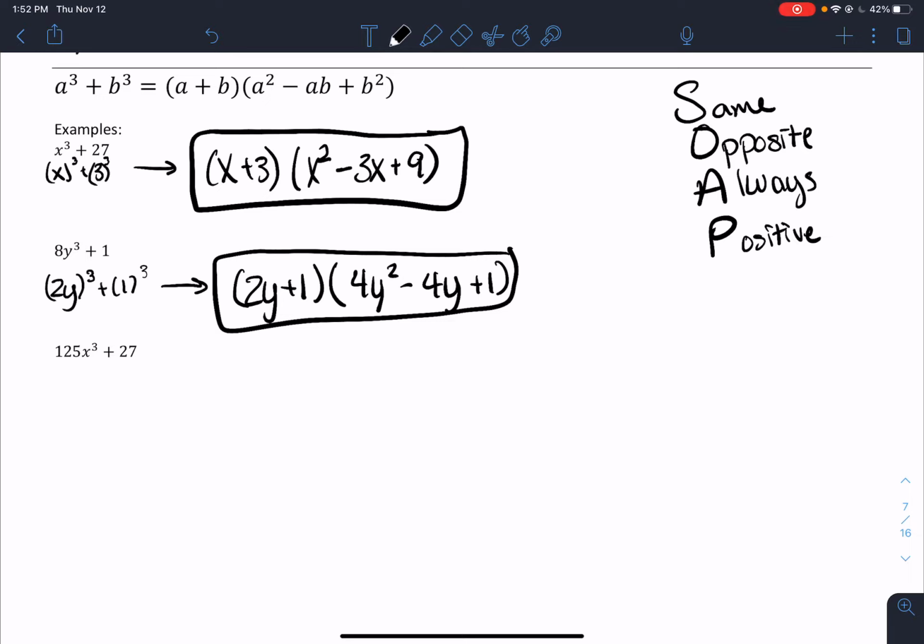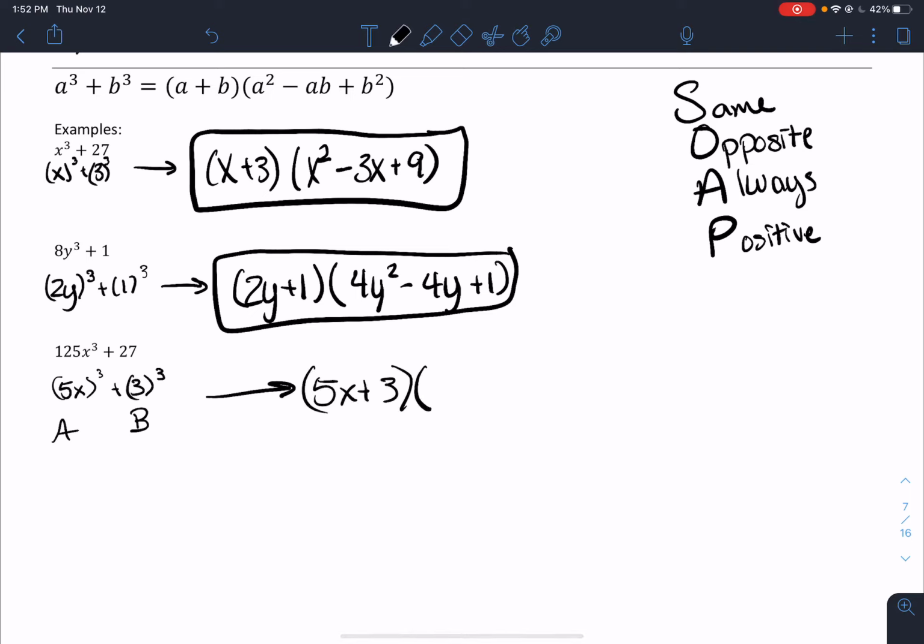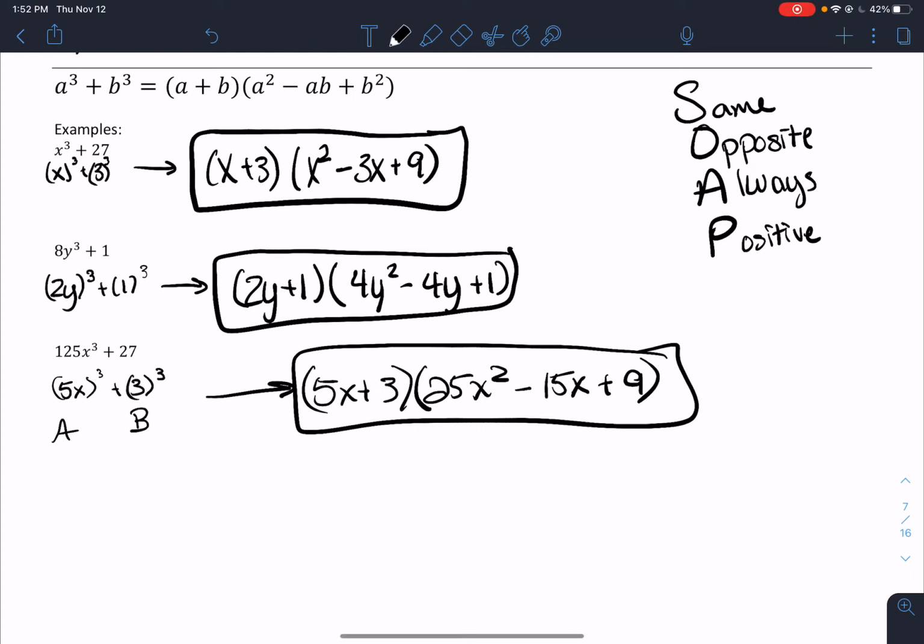Lastly, 125x cubed plus 27. 125x cubed would be 5x quantity cubed plus 3 cubed. Therefore, if I have that in like a and b, that would be 5x plus 3, same sign, 25x squared, a squared, minus opposite sign, then it would be 15x plus, always positive, b squared, which is 9.